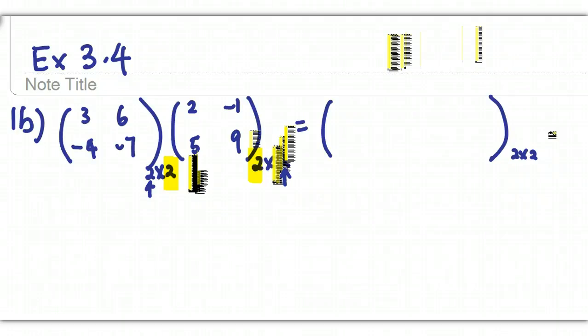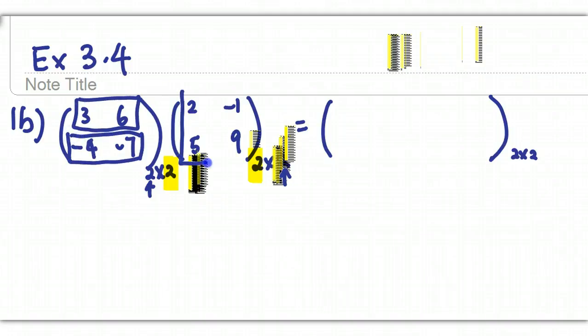With this first step, the size of the matrix, we go ahead to help ourselves by dividing the first matrix into rows, and the second matrix into columns.